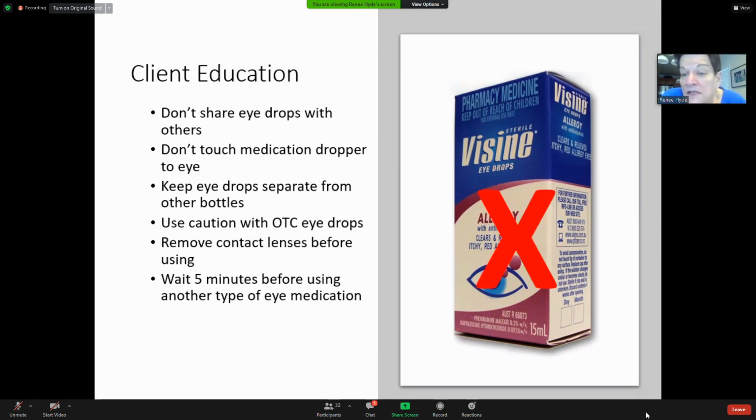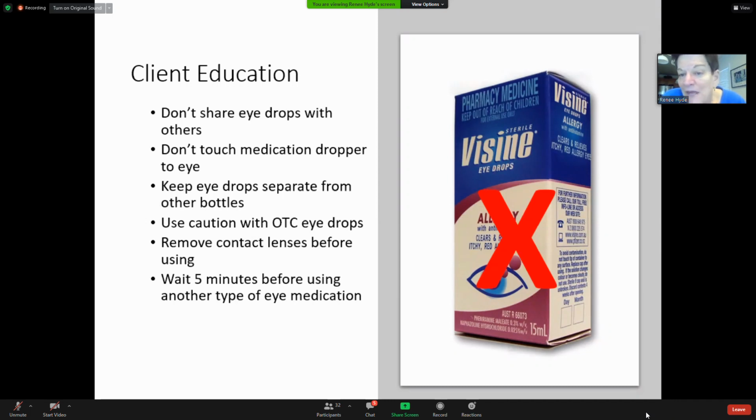If they wear contact lenses, they should remove those lenses before using their eye drops. Wait at least 5 minutes and then put them back in. We do tell patients that they should wait 5 minutes in between eye medications to allow for full absorption.